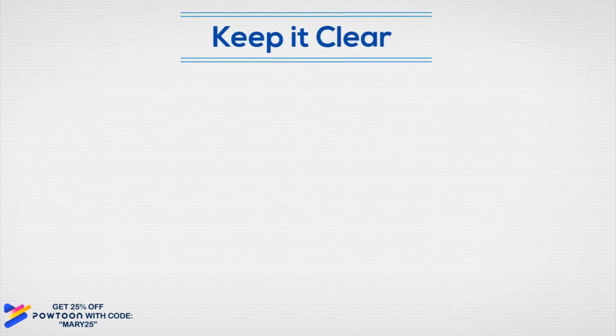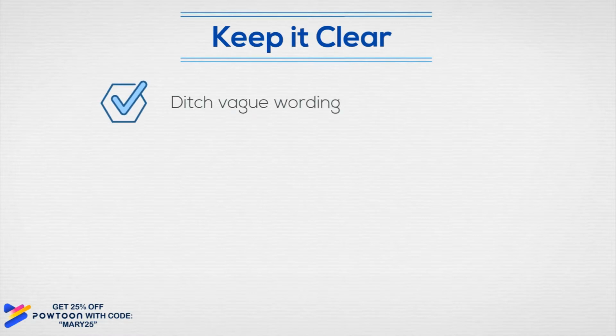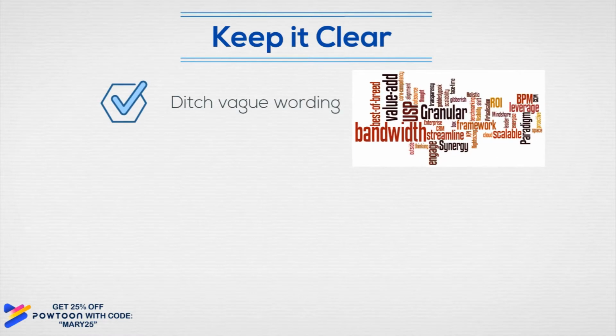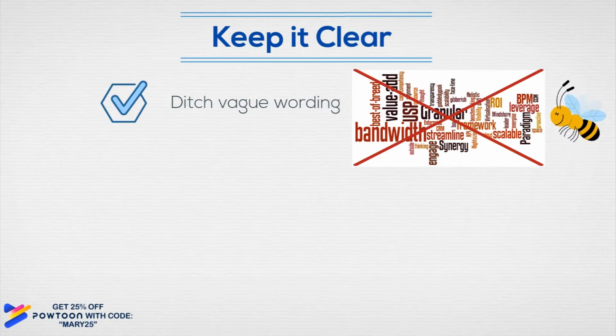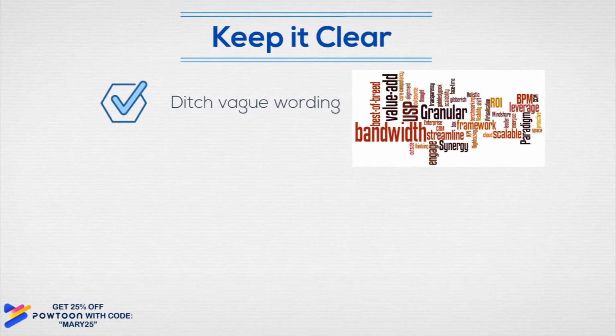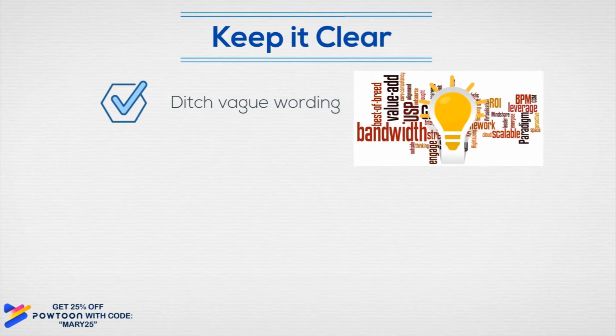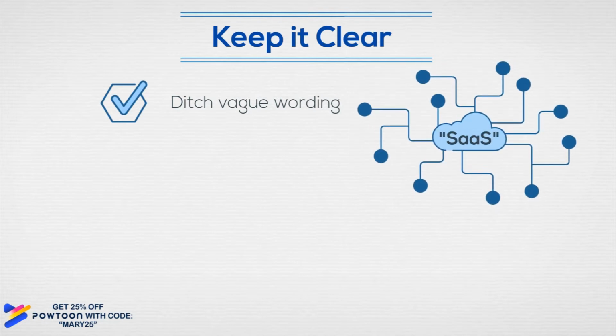Keep it clear. Make your content easily understandable. Try and ditch any vague wording you are using. Buzzwords can fall into this area, though they are heavily used in commercials. If you have to use some buzzwords, make sure your target audience already has an understanding of what they mean, including acronyms, for example, SaaS, or Software as a Service.